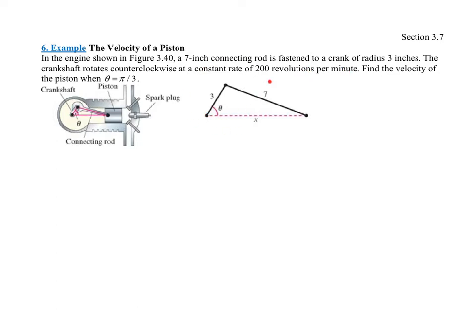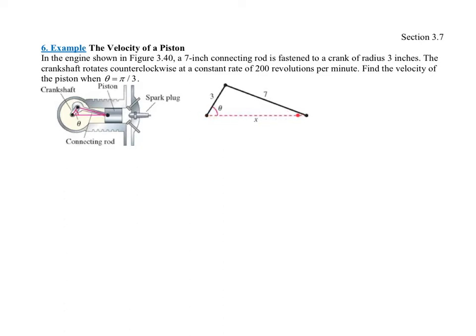So this is what's happening. It's doing 200 revolutions per minute. It says find the velocity of the piston when theta equals pi over 3. So when this angle, remember this is moving, so that angle's obviously changing. When theta equals pi over 3, well, pi over 3 is almost where that picture's drawn in all honesty, but it's going in this direction.